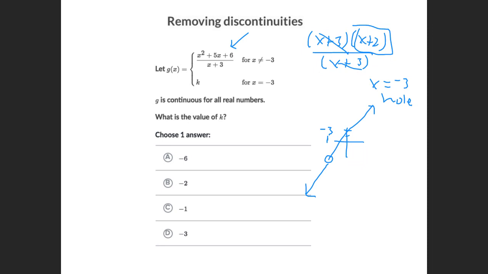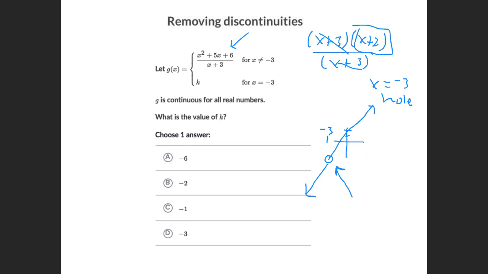Okay, now they want me to make this continuous. They want this to be a continuous function. So I have to fill this hole in. What value goes there? What value would k be in order to fill in that hole? -1 is correct. You're absolutely right.